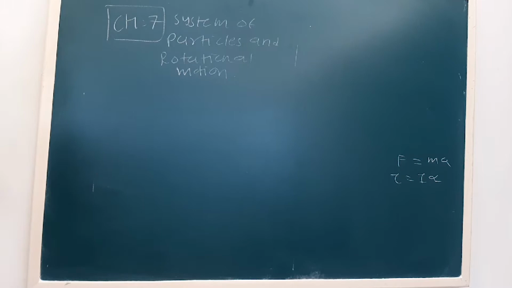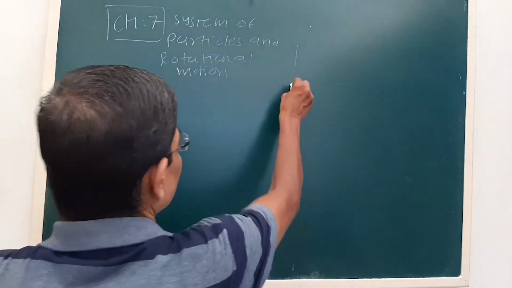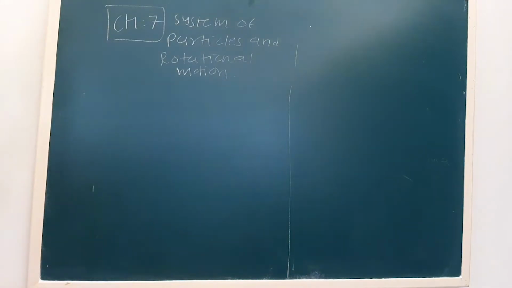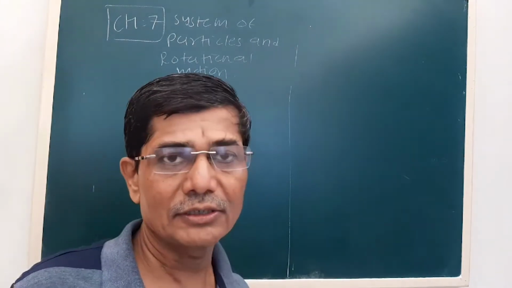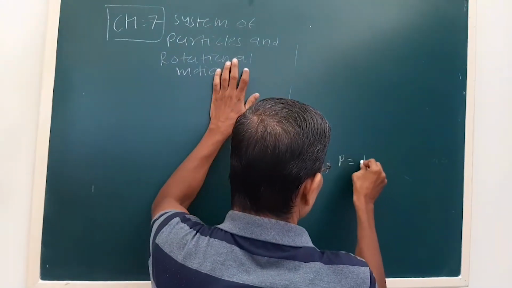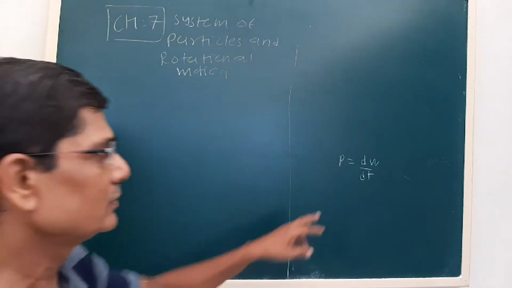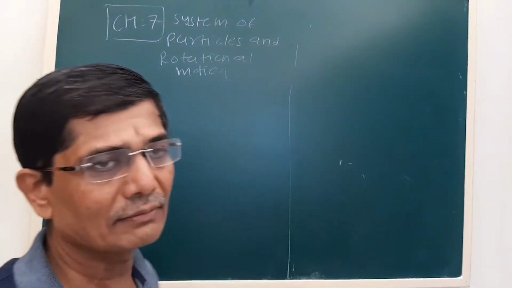Now see, next we have to derive the equation of the power, and from that we can obtain the equation torque is equal to I alpha. See, power is rate of doing work. Okay, power is dW upon dt.